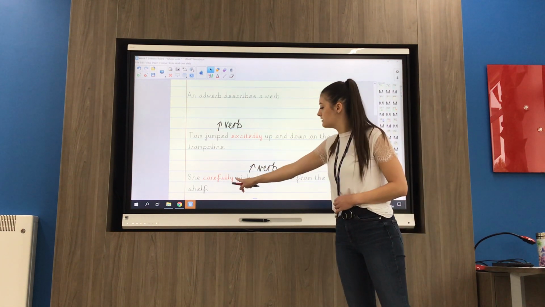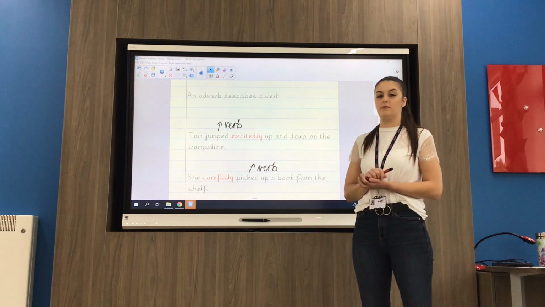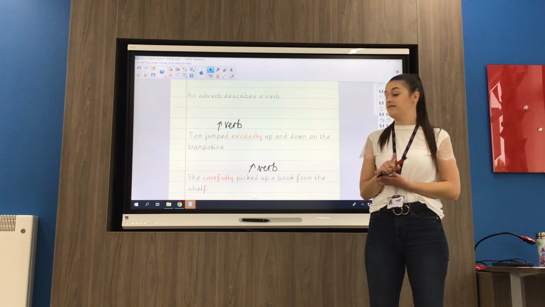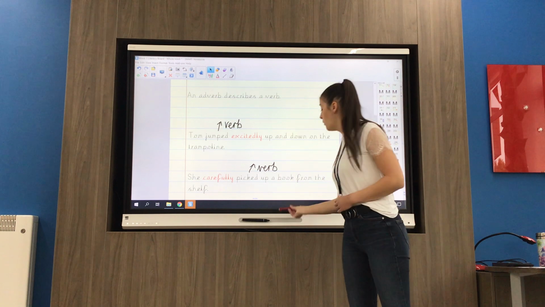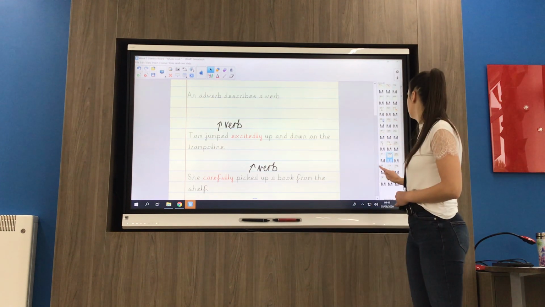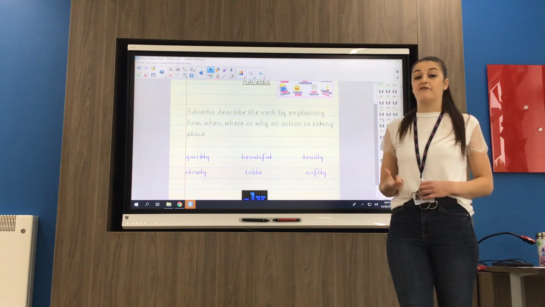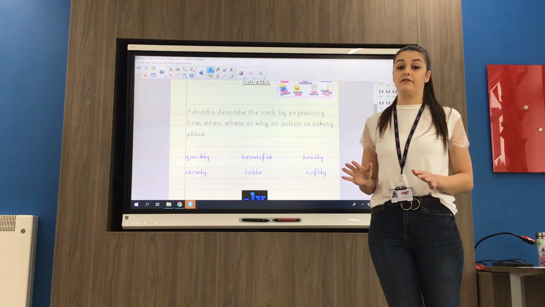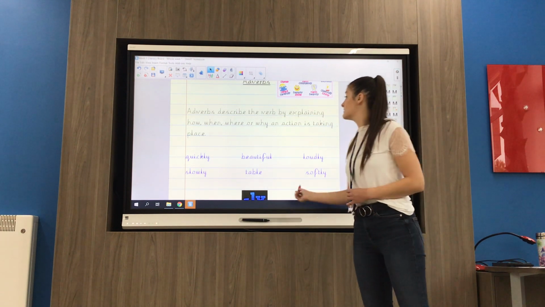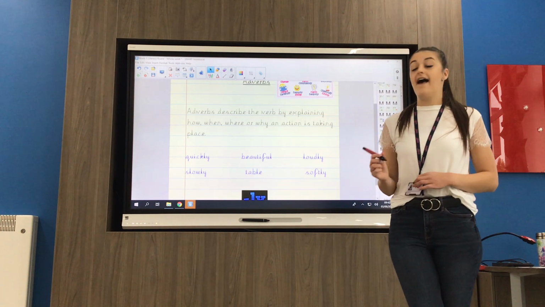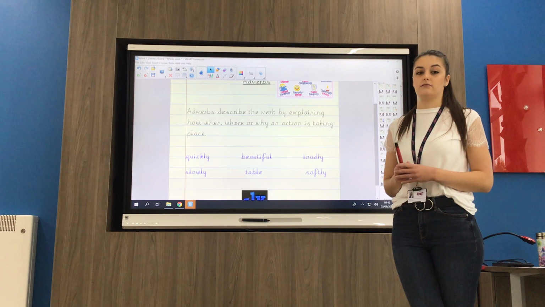Now if you have a look at these two words, they've got something in common. Have a little think, what is it that they've got in common? If you said they both end in ly, you would be right. So quite a lot of adverbs actually end in the letters ly. So some of you might have an activity like this. Now not all adverbs end in ly, but quite a lot do. Because adverbs describe how, when, where, why the action is taking place, why that verb is happening, okay?